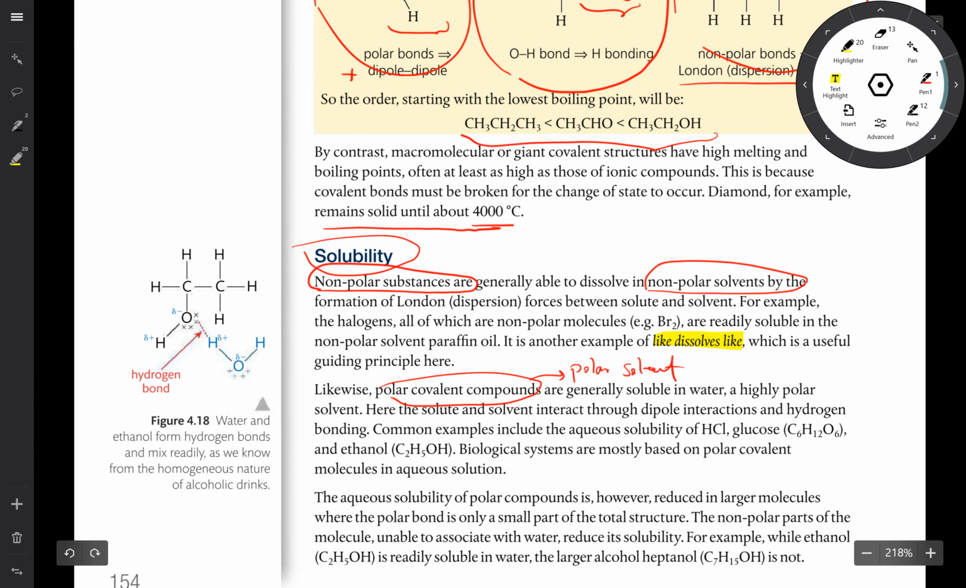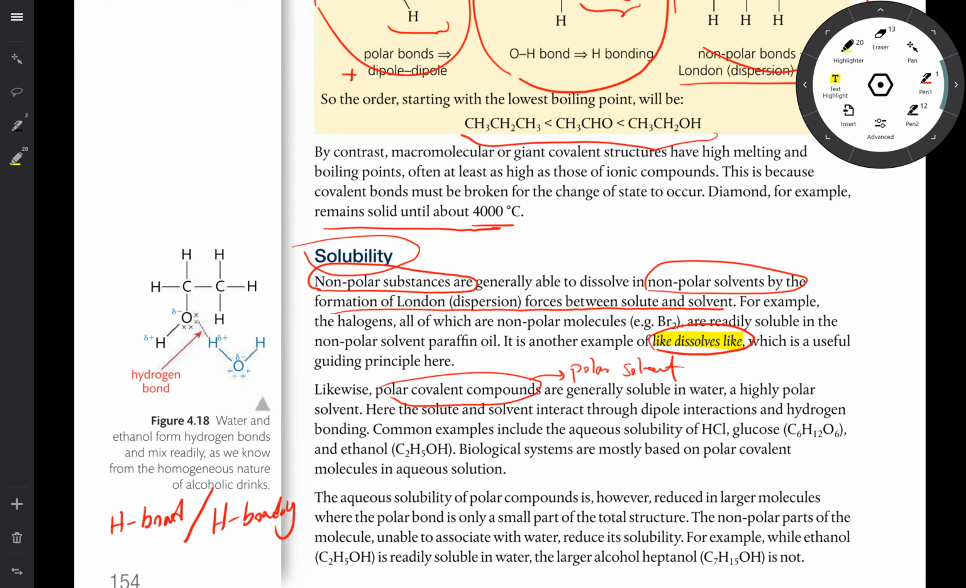And the molecules which can have hydrogen bonds are soluble in the solvent that can form hydrogen bonding. So it means like dissolves like. But why are nonpolar substances able to dissolve in nonpolar substances? Because both of them have London dispersion force, and the London dispersion force forms between the solute and solvent, so they can be easily dissolved in each other.